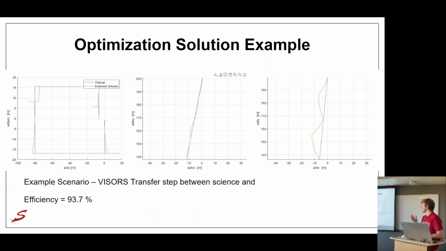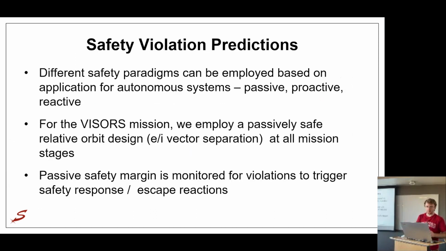So you do lose some fuel efficiency, but you are, of course, able to actuate your plans. And now into the safety violation prediction. So you can have a few different paradigms for the safety of your distributed space system or any autonomous system, and these can be passive, proactive, reactive.